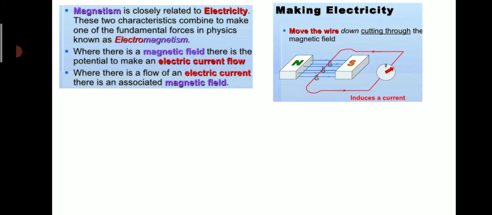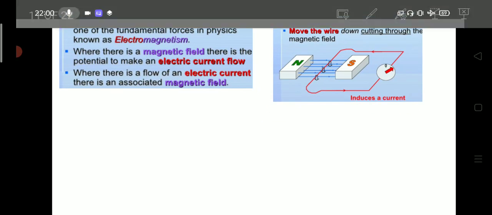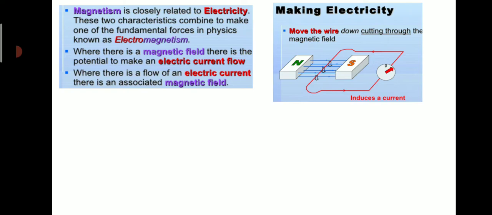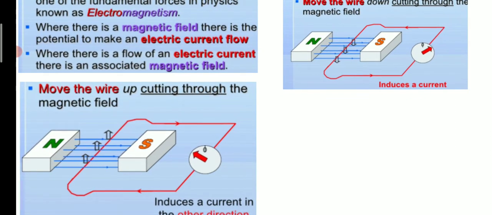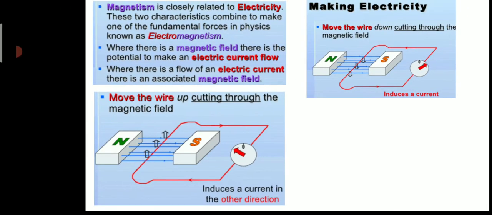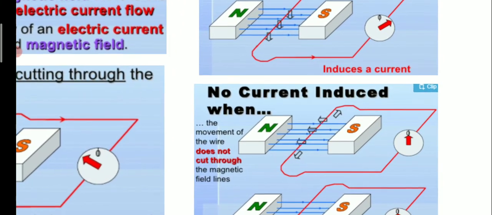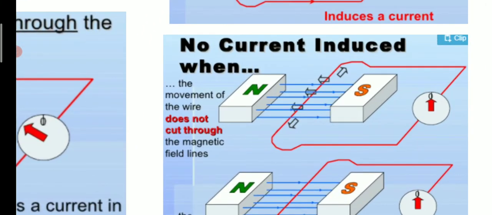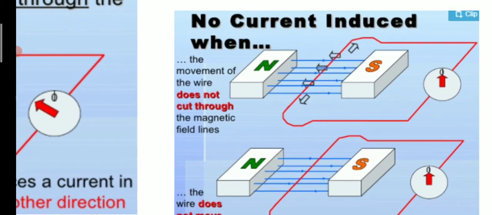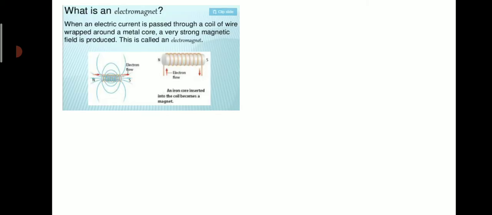So this is making electricity. You will see two magnets; move the wires down, cutting through the magnetic field, induces a current here. In another figure you will see, move the wires up, cutting through the magnetic field, it induces a current in the other direction, and no current is induced when the movement of the wire does not cut the magnetic field lines. So this way we can have the production of electric current using magnetism.